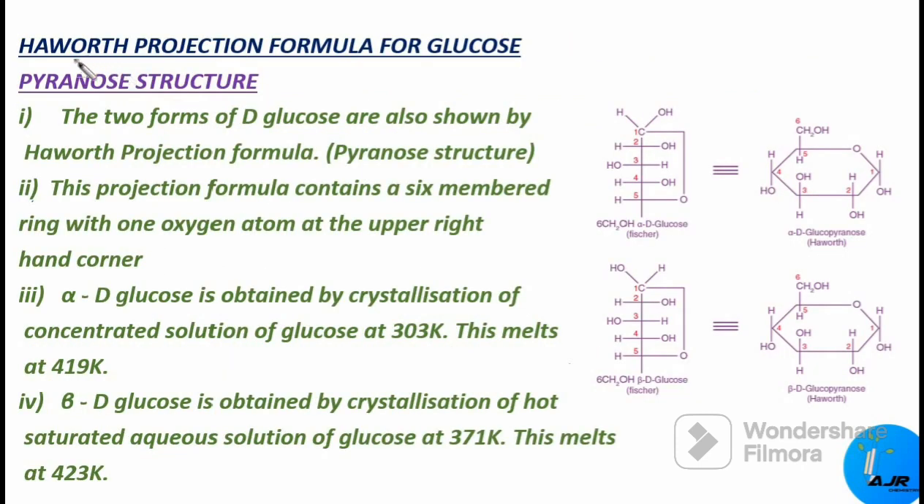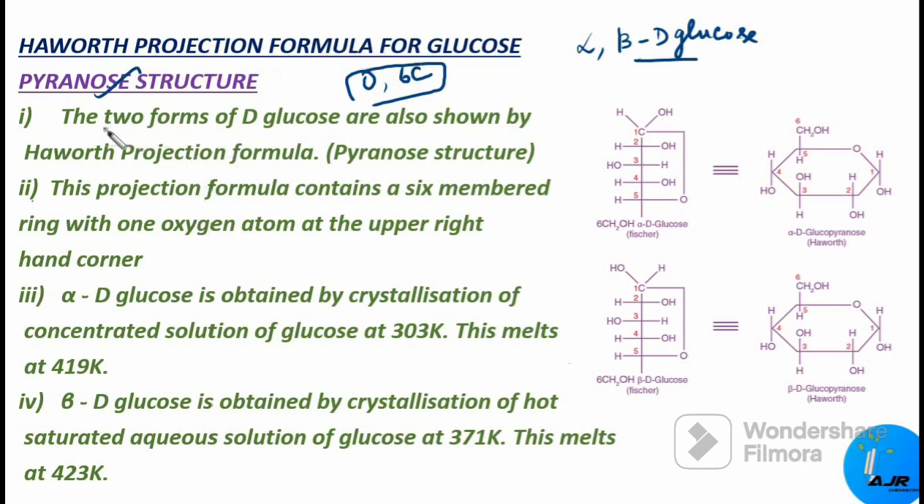Can you understand? Next, we are going to see a very important one, the Haworth projection formula for glucose, that is the Pyranose structure. What do you mean by Pyranose? Pyranose is a six-membered heterocyclic ring with an oxygen atom and five carbon atoms, and it is present in the cyclic structure of alpha and beta D glucose. Since this Pyranose is present in the cyclic structure of alpha and beta D glucose, we go for the Pyranose structure of glucose, that is the Haworth projection formula.